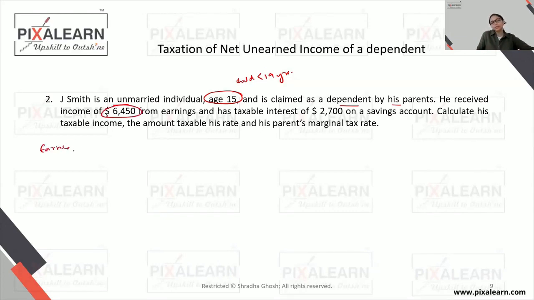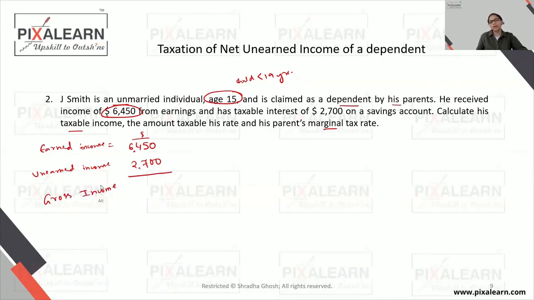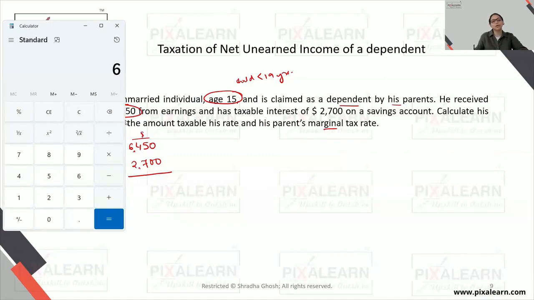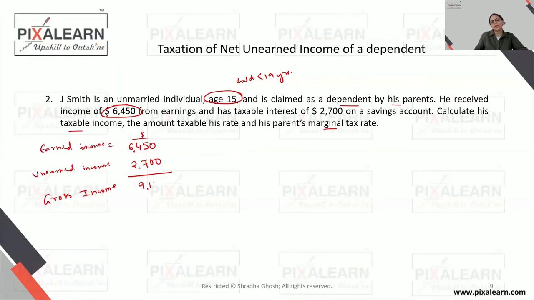That means this person's earned income is $6,450, and there is a passive income, which is unearned income, of $2,700. You're supposed to calculate his taxable income, and you're also supposed to calculate the amount that would be taxed at his parents' marginal tax rate. That means if you look at it, what is his gross income? The total amount that this person has earned is 6,450 plus $2,700, which makes it $9,150.